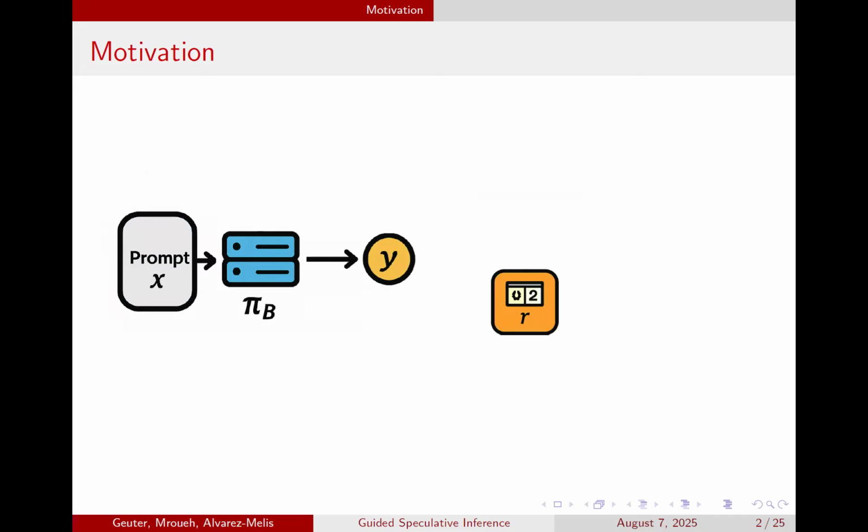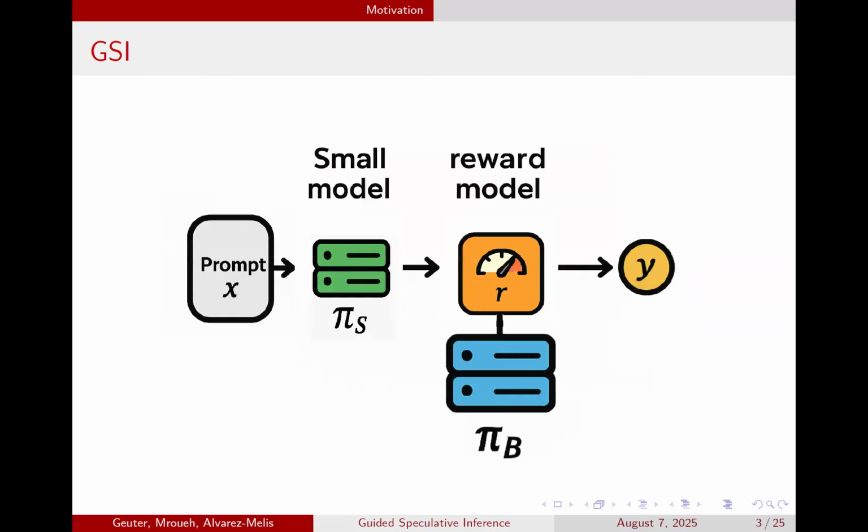What we're also given is a reward model. Reward models rank responses generated by LLMs. They tell you how good the response is. And we're also given a small language model. So that's what we call our main language model πB, the small language model πS. We also want to use this small language model to speed up the inference with πB, because we're in the setting where πB is just really large and inference with πB is very expensive, so we want to make it faster.